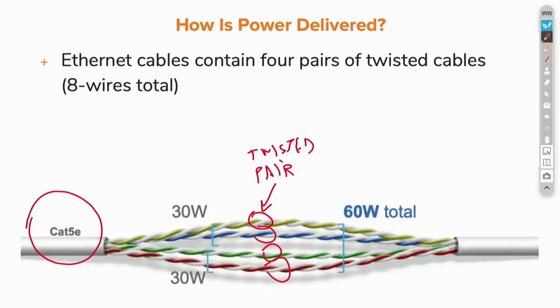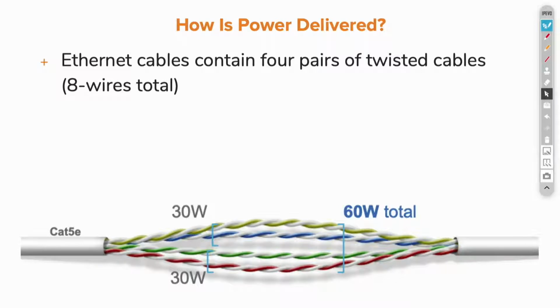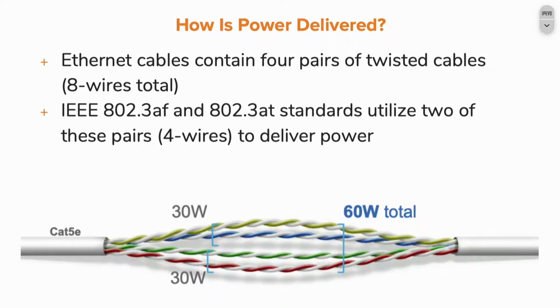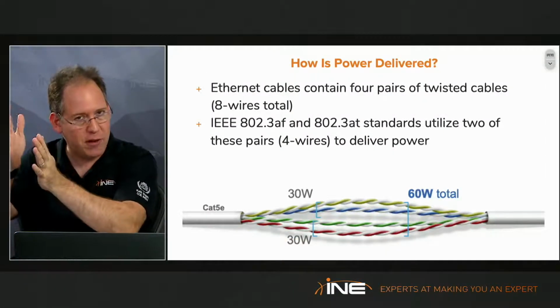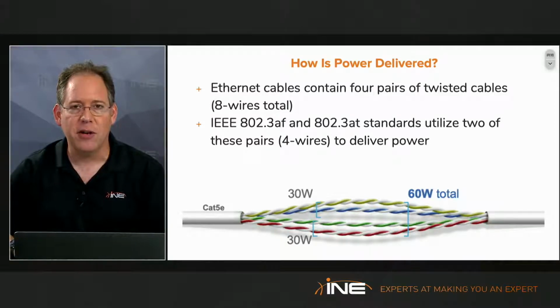Now, the power over Ethernet standard that you're using will determine how many of those pairs are actually used to transmit the power. So when you're talking about the earlier standards of 802.3af and 802.3at, those utilized 2 of the pairs. Actually, 2 of the pairs were used just for data, 2 other pairs were used for the power. So that one cable separated it out. Some wires were used just to deliver the power, other wires were used just to deliver the data.